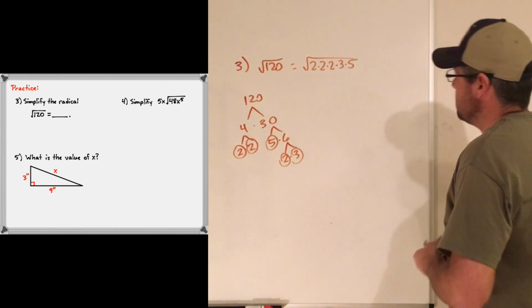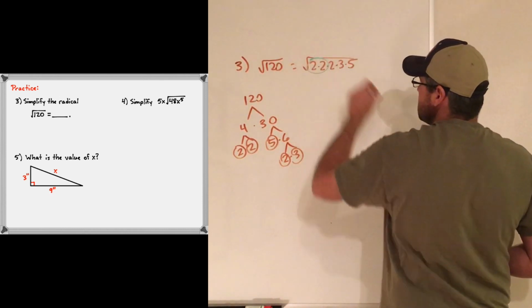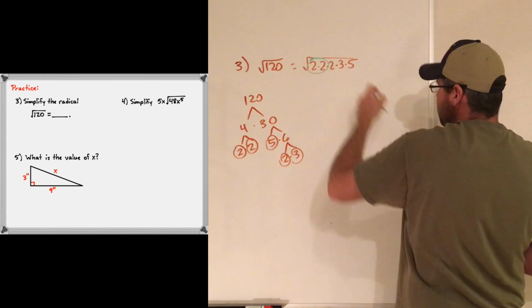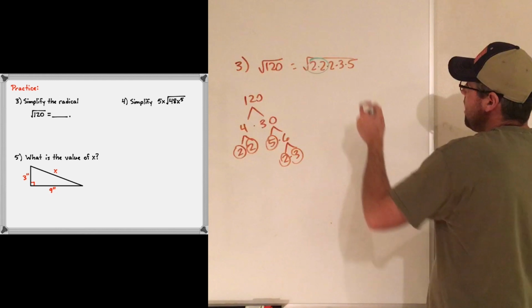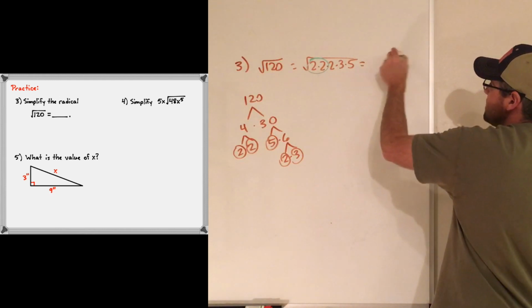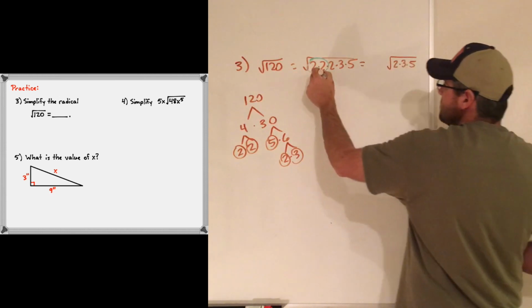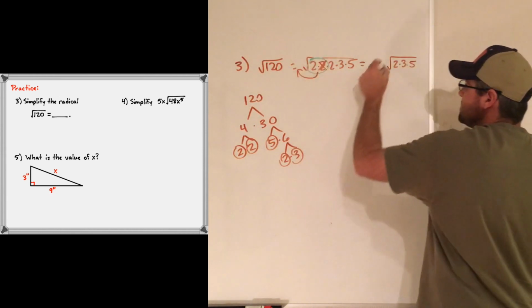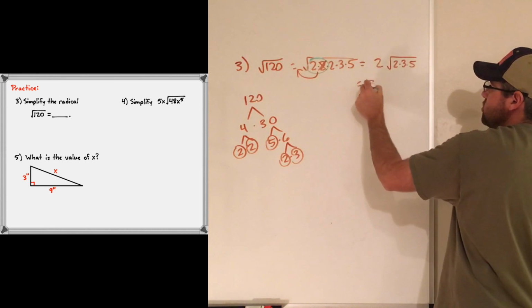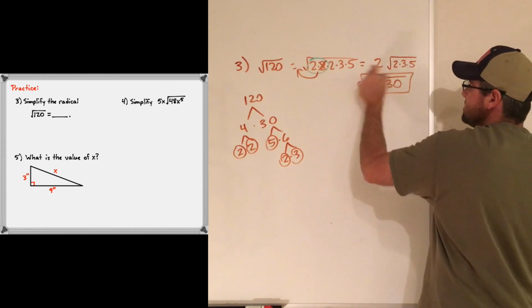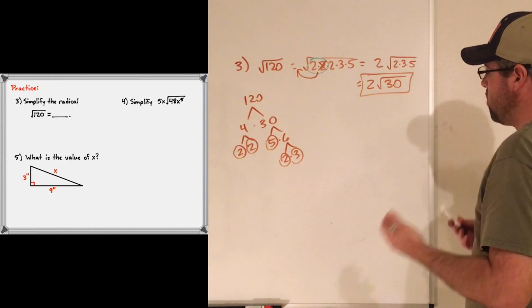Now I'm going to look for pairs. I have a pair of 2's. That 2, even though it's like those, doesn't have another pair. The 3 and the 5 are not paired, so they all have to stay inside. So what's inside the radical is 2 times 3 times 5. And outside, one escapes and the other one disappears. So we're left with 2 radical 30. So that is the simplified form of the square root of 120.